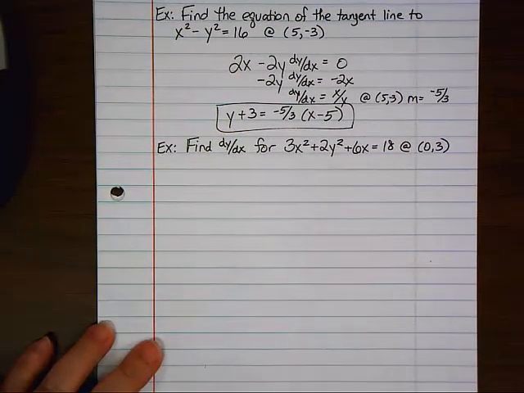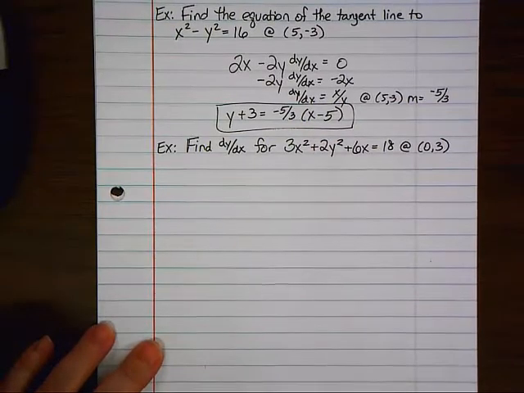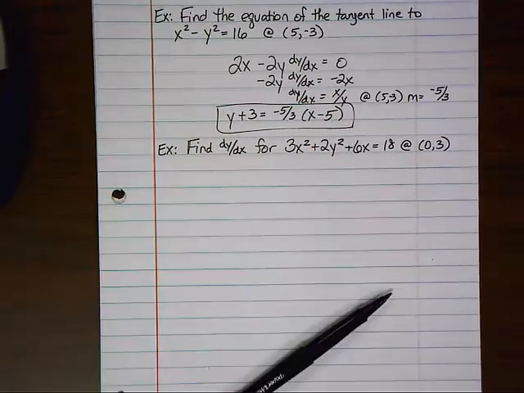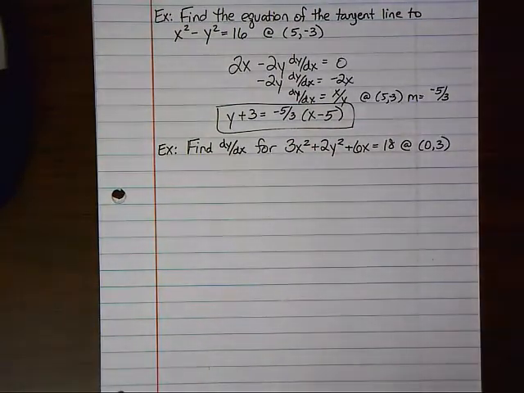What I would like you to do is with your table, just do the first step. Take the derivative implicitly, but don't go any farther because if you made a mistake, it's going to mess up the rest of your work. See if you can do that. Take the first step.